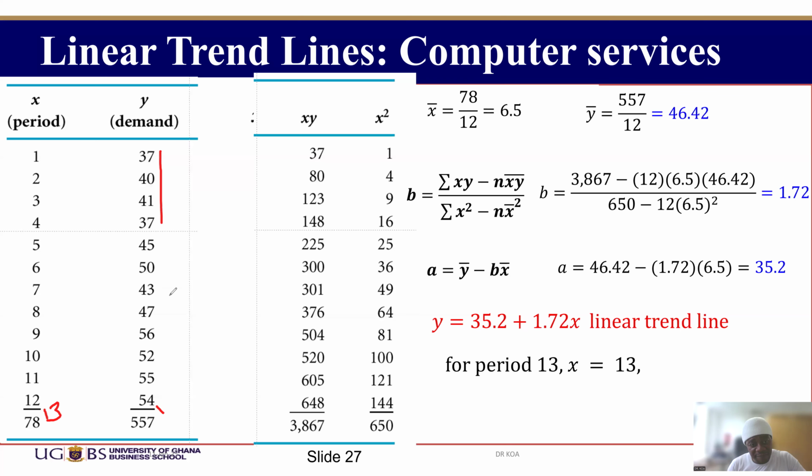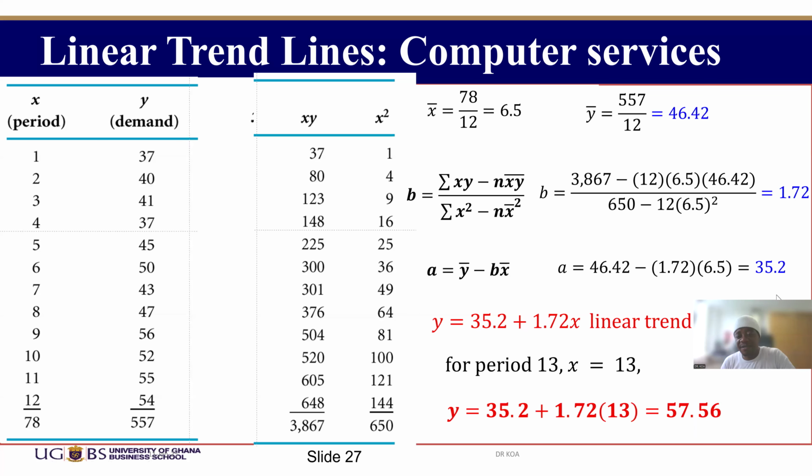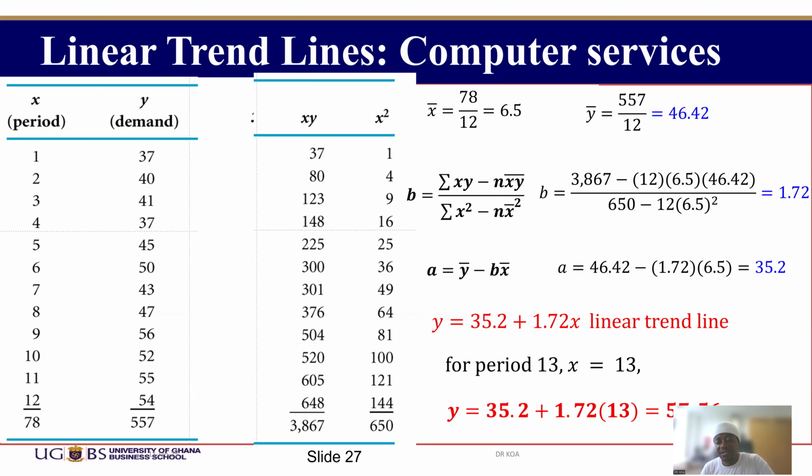If you look at the trend carefully, you can see that they are all increasing a bit. Now, if we get 13, what is the value going to be? That is the next thing we want to predict. So this is the forecasting part. Well, in order to get the demand for period 13, substitute the 13 into this X here, because that is the period, and then solve for the Y. If you do that correctly, you are going to get this value, 57.56.